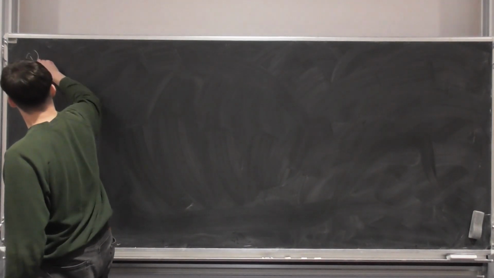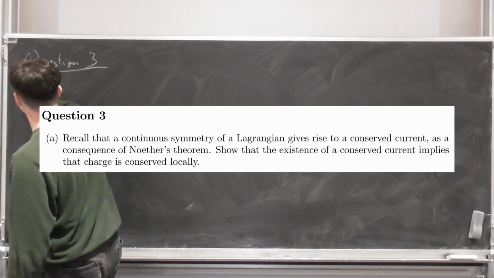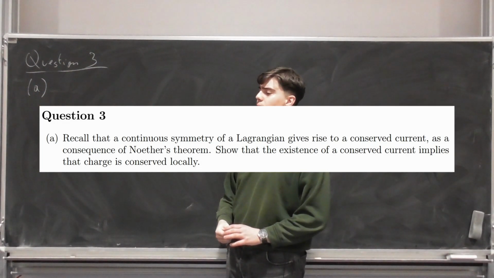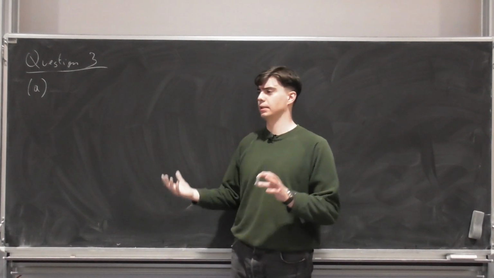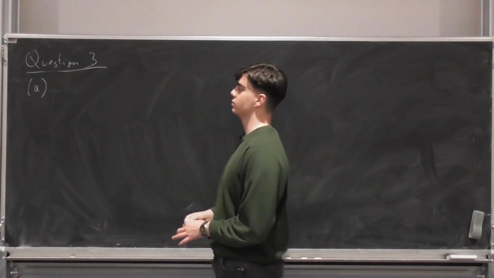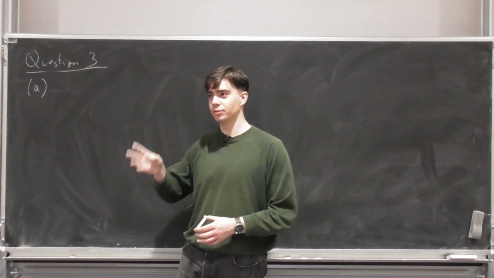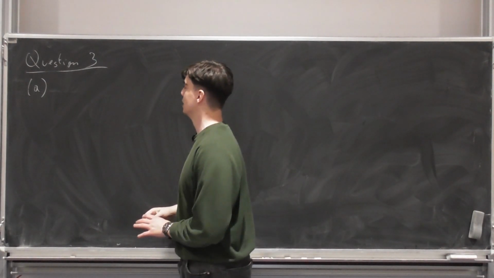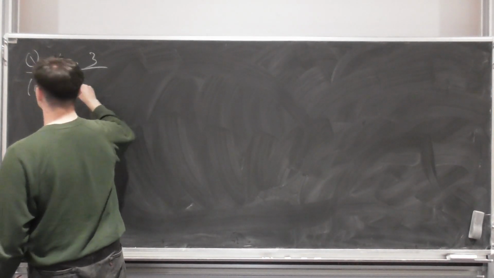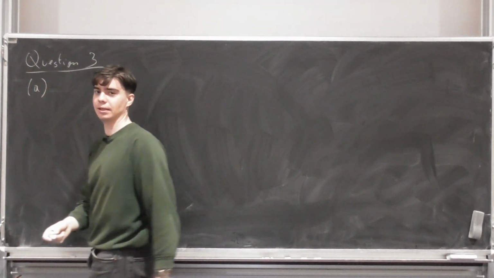So question 3, part A, asks us to show that when you have a conserved current, that gives rise to a conserved charge. So first we need to know what a conserved current means. In this context, when you have 4 dimensions, so one time and 3 spatial, the intuitive definition of a conserved quantity is analogous to that if we just had time.